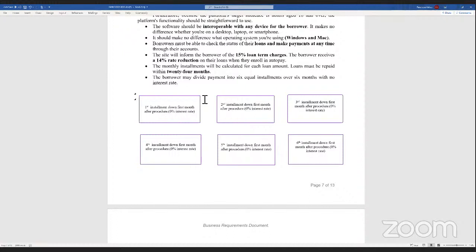Basically, I just wanted to give the borrower options. After the procedure, you can choose to make payments over 24 months, or over 6 months, because some people have the money. The more you make the payment in installments, the more it builds your credit. If you're able to make the payments within 6 months, a lot of institutions don't collect interest on any loan they give you.